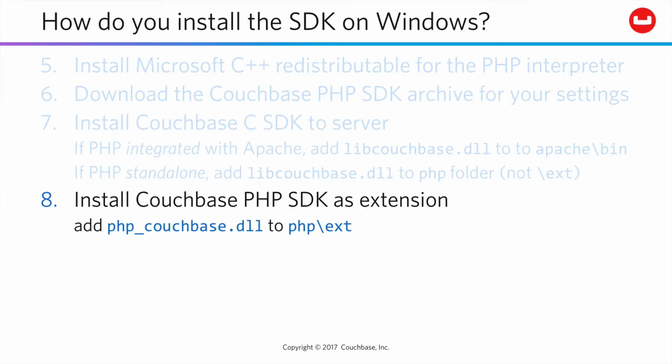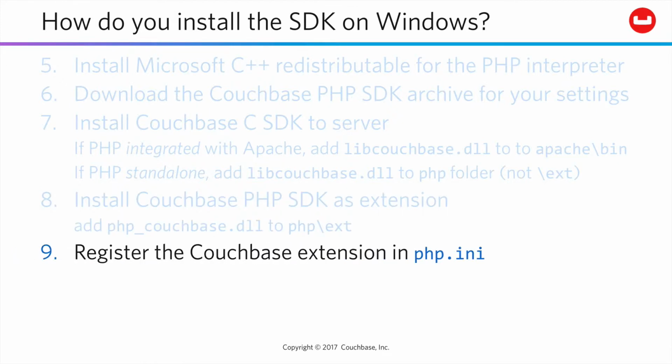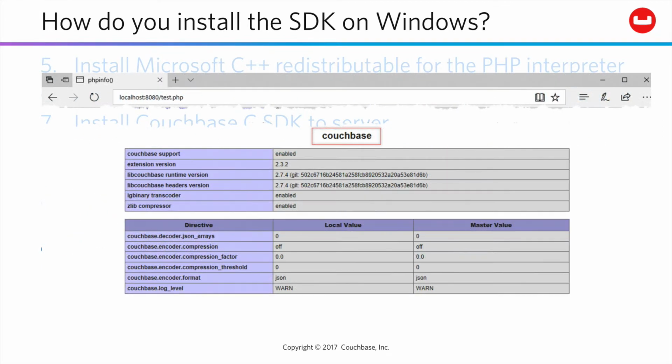Then you'll install the Couchbase PHP SDK as an extension. Drop it in the extension folder for PHP, and then register it in your PHP INI file. Again, it's all described in more detail in your workbook. Once you've done that, run the test script, again it's just a PHP info, and make sure that the Couchbase extension is running on your system.